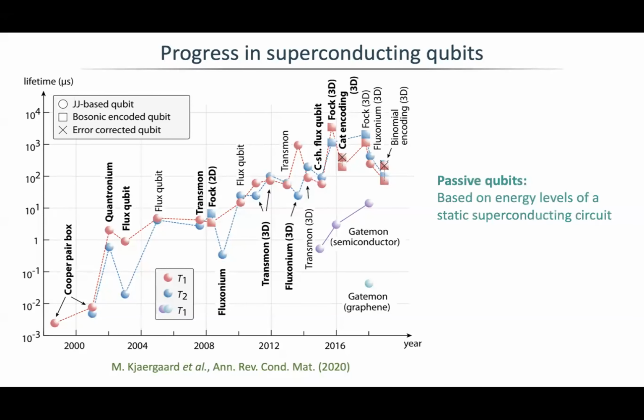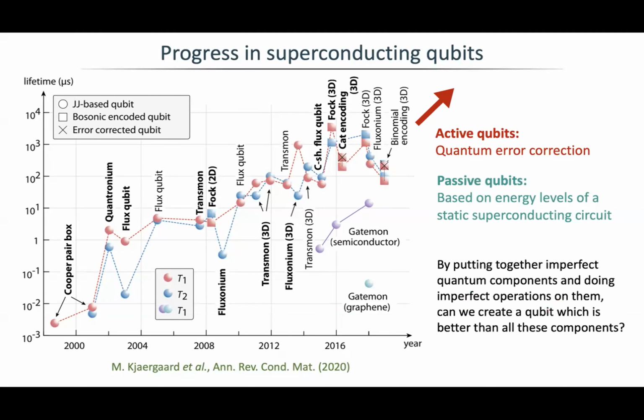And something that they all have in common is that they are based on the energy levels of a static superconducting circuit. And so in this sense, we can call them passive qubits. And hopefully this progress will continue, but arguably it has slowed down a little bit in recent years. And there is an alternative route that can take us orders of magnitude up in this direction, and it's based on quantum error correction. So we will call such qubits active because they require some intervention on our part, also just by contrast with the passive.